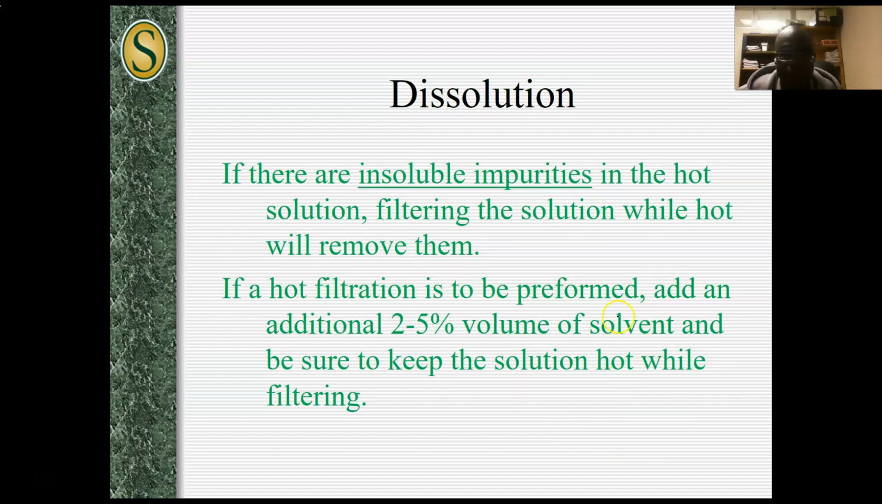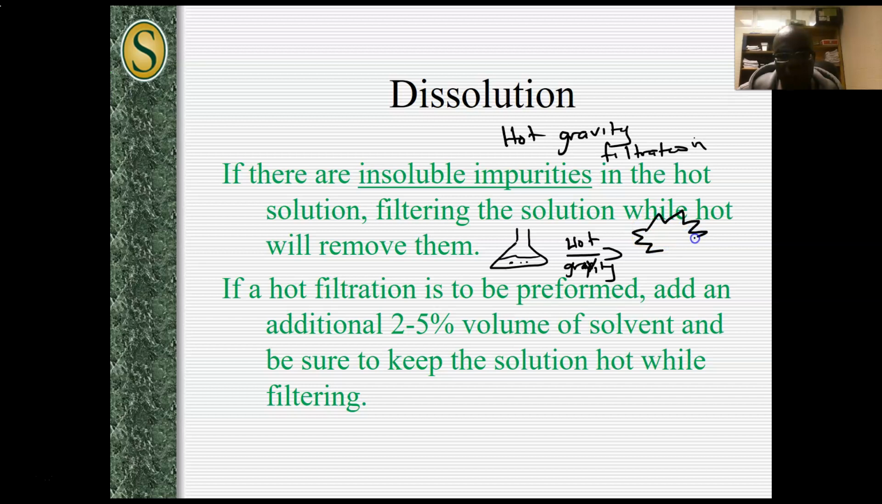So after that, you want to filter while hot. When there's no cloudiness in the solution and you see the black specks, that's when you do hot gravity filtration. Okay, let me write it here. Hot gravity filtration. So it's done when this is ready. Remember what I said, you use a fluted filter paper, a stemless funnel, and a beaker.